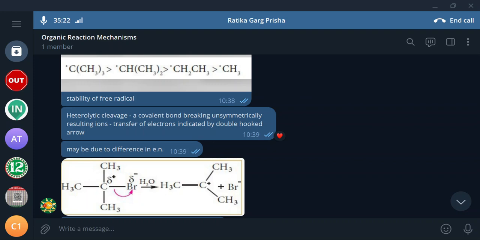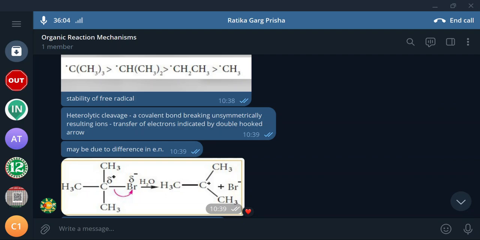unsymmetrically, that is unevenly. You know very well that for a bond, two electrons are required. Now, because of the difference in electronegativity, this pair of electrons is totally withdrawn by the more electronegative atom, like in the case of bromobutane. Here the bromine atom is more electronegative than carbon, so it abstracts the electron of carbon also. Do you understand? Thereby it gets one more electron, so it becomes Br minus.